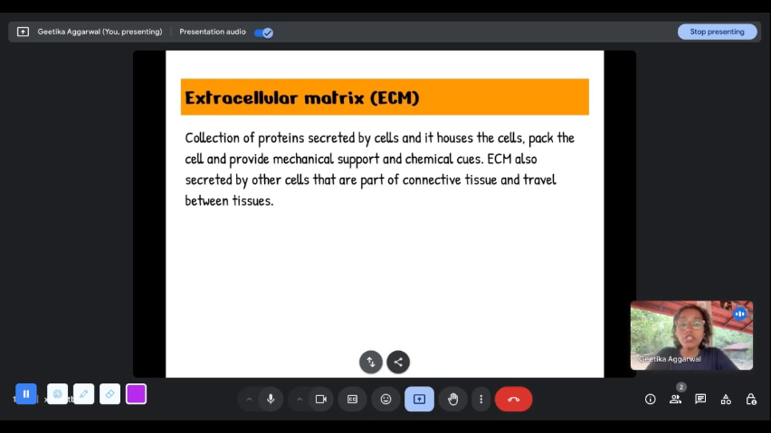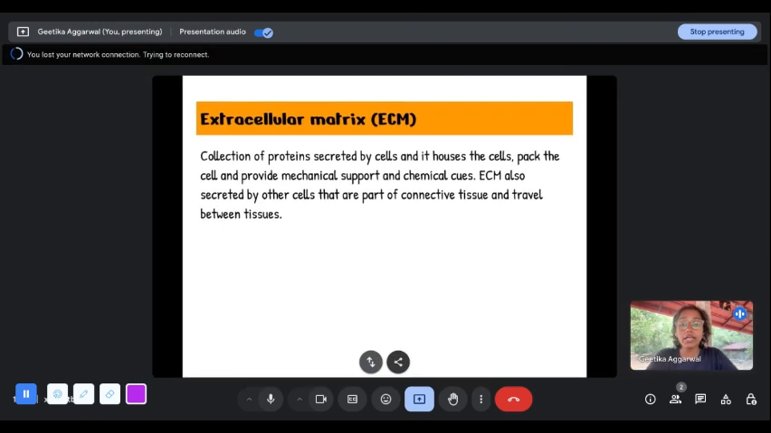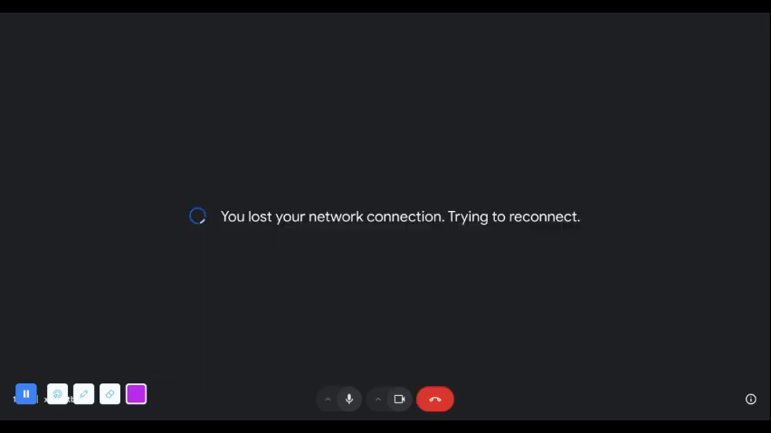It has one part which is secreted by the cells within the organ, or the native cells, and the other part which is secreted by the cells of the connective tissue, or the cells that travel between these tissues. So the organ parenchyma is the part of the extracellular matrix which is secreted by the native cells or the organ cells of the organ, and the stromal part is the one that is secreted by these connective tissue cells. So this is what a normal extracellular matrix looks like.